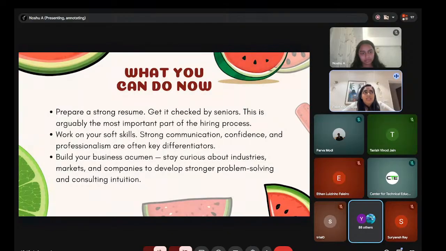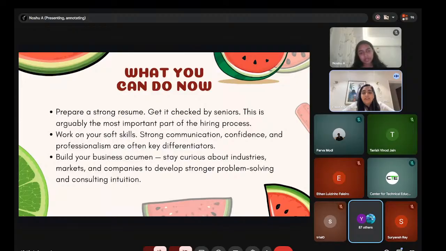And if you have the acumen for consulting, you can work on the cases in 3 weeks. But what you need to work on beforehand, or you need to have, are your soft skills. So start working on your soft skills. You're going to need strong communication, confidence in your interviews, all these sort of skills.